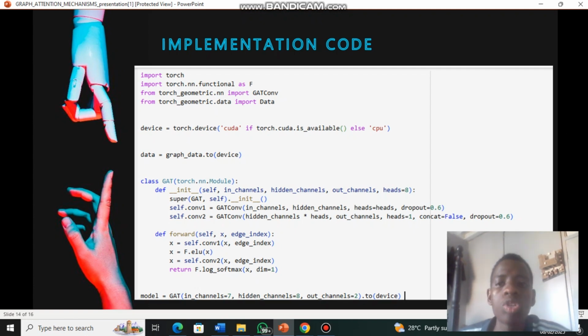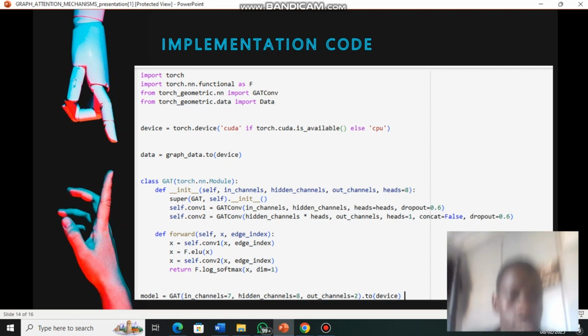Here we are. So to start, we first import the important libraries. Torch is the core Torch library, and then torch.nn.functional provides functions like activation functions and loss functions. And then torch_geometric imports the graph attention network convolution layers, as we were using them, for example, in the softmax normalization, and also let's talk about the torch_geometric data.